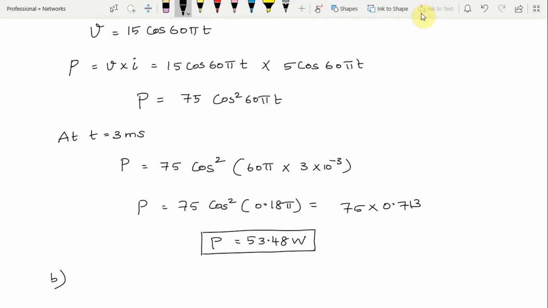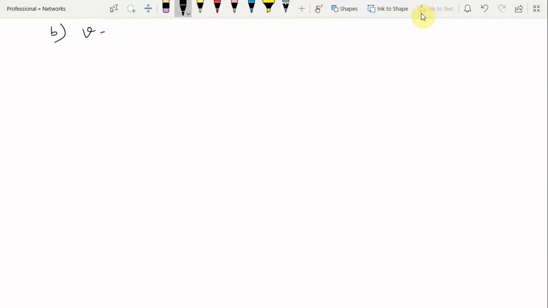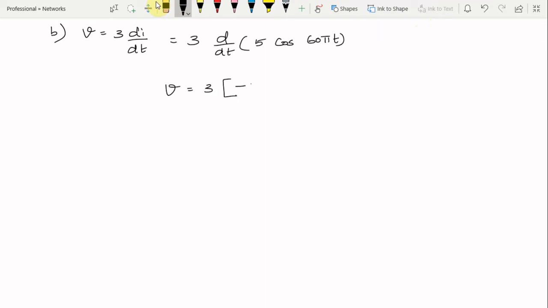The second condition for the voltage is given as V is equal to 3 di divided by dt, which is 3 into differentiation of 5 cos 60 pi t, which will give the expression for the voltage as 3 into minus 300 pi sin 60 pi t, because the differentiation of cos t is minus sin t.